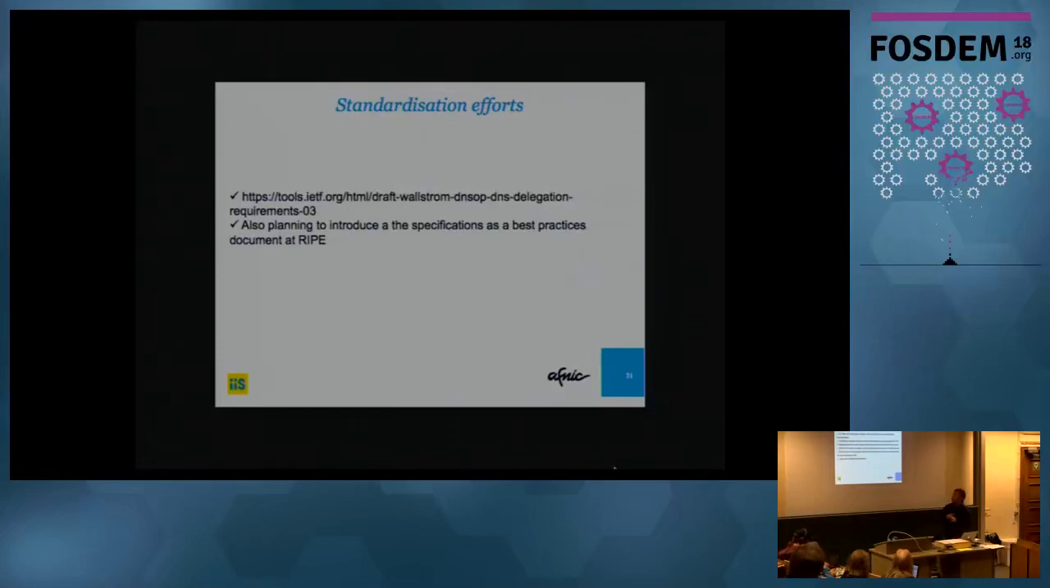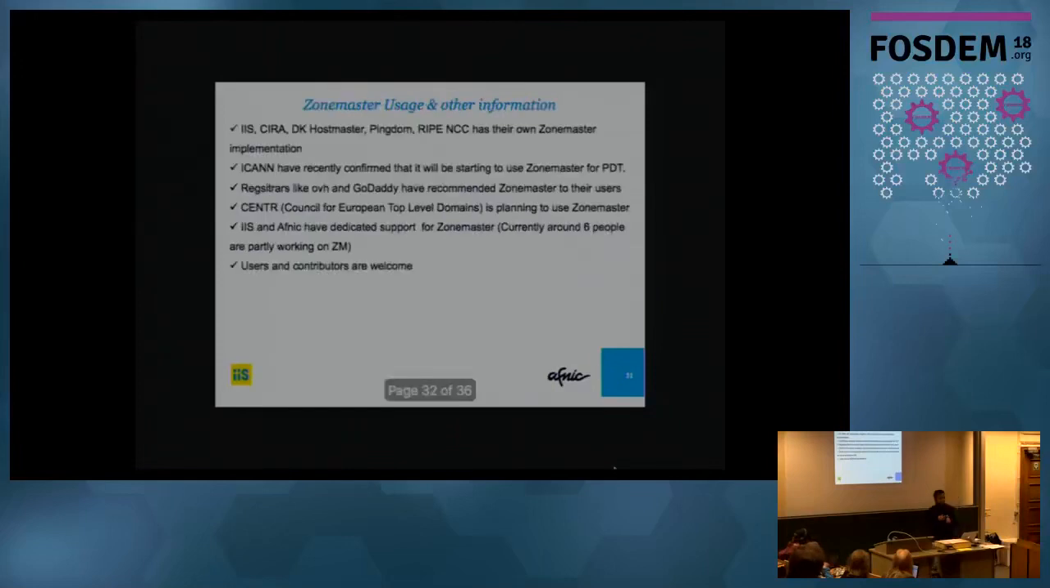So who are all using Zonemaster? IIS has its own implementation. CIRA, the Canadian registry, is using it. DK Hostmaster has their own implementation. As I showed, Pingdom has that. RIPE NCC is using it. And ICANN has recently confirmed that it will be using Zonemaster for PDT. And registrars like GoDaddy and OVH in their websites are linking back to Zonemaster. CENTR, the Council of European National Top-Level Domains, is planning to use Zonemaster for statistics purpose.